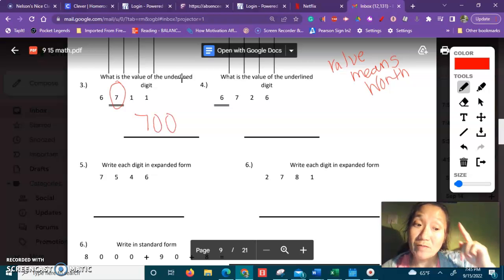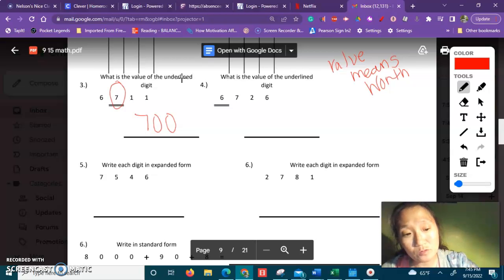That's how much you have: 7 Benjamins, 7 pieces of paper. Each paper is worth 100. So 7 times 100 is 700. This 6 is sitting in the thousands. So you have 6 pieces of paper. Each piece of paper is worth 1,000. So you have 6,000. Okay?